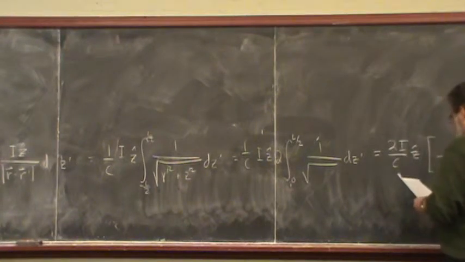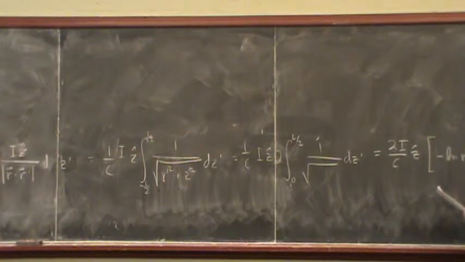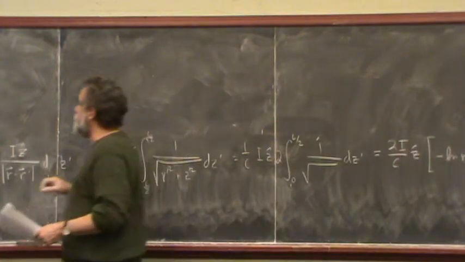That square root was originally like an r minus r prime. Where did the r go? Because I just see r primes and z primes. Oh, I'm sorry. Yeah, I should have.